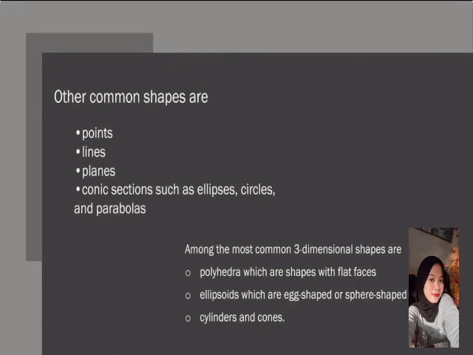And other common shapes are points, lines, planes, and conic sections such as ellipses, circles, and parabolas. Among the most common three-dimensional shapes are polyhedra, which are shapes with flat faces, ellipsoids, which are egg-shaped or sphere-shaped objects, and cylinders and cones.